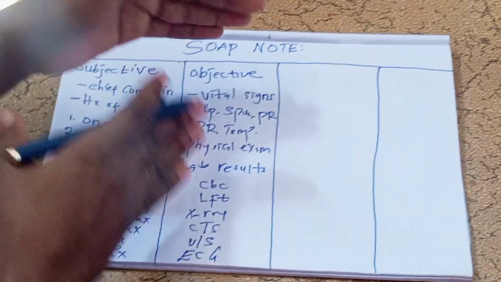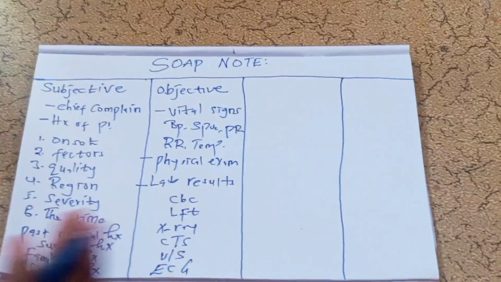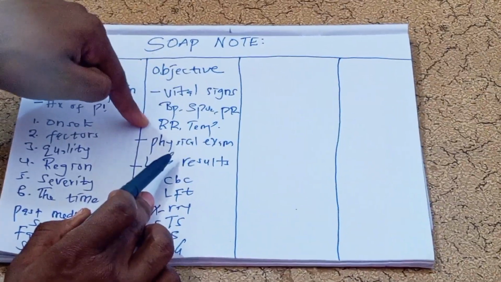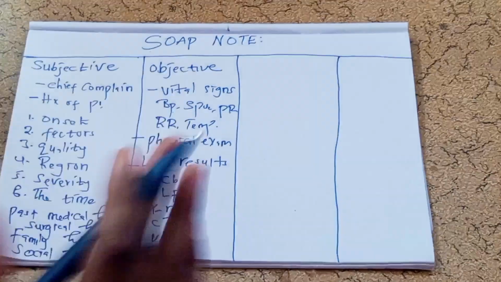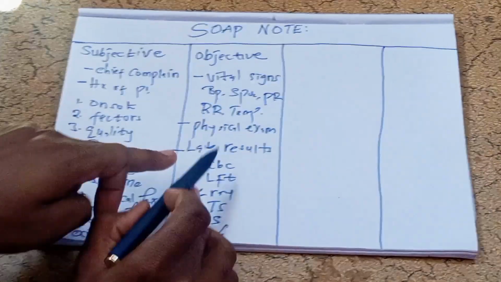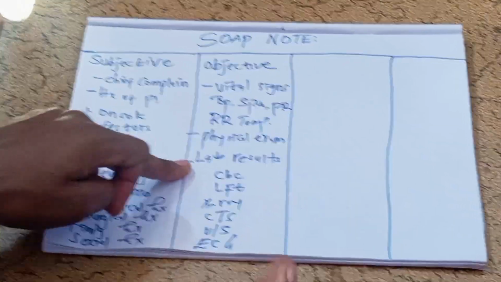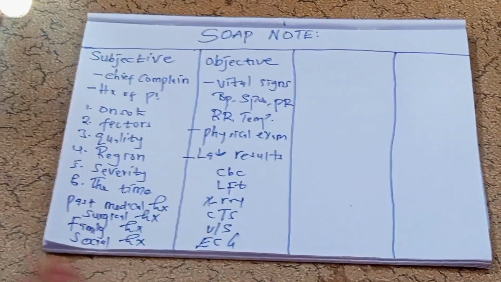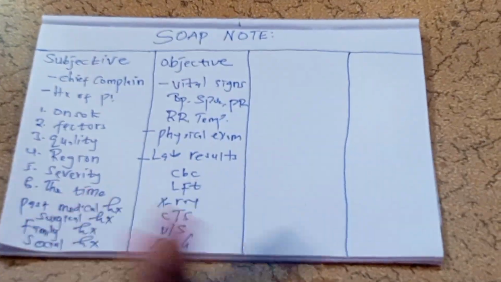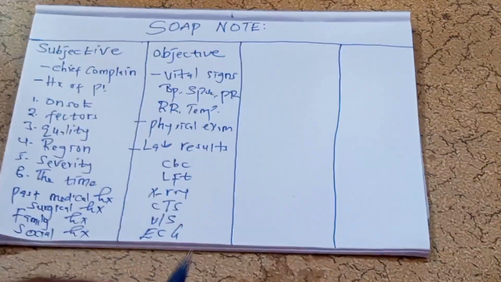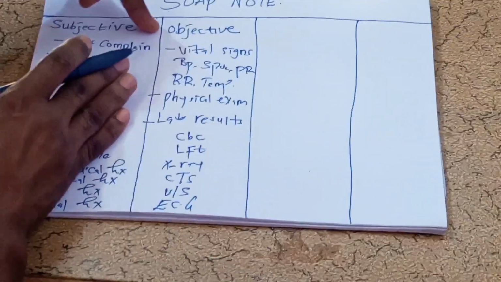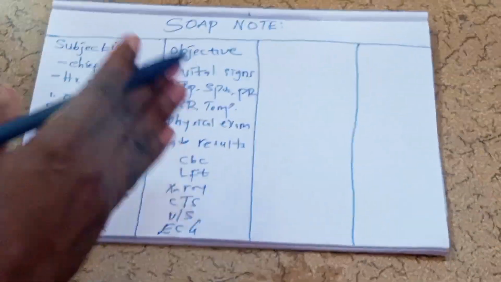So in the objective section, this is what you are going to observe and record, starting from the vital signs. Then you proceed to the physical examination and review of systems systematically. Then you go for the impression. Then you identify the lab results, for example, complete blood count, liver function test, X-rays, computed tomography scan, ultrasound scan, and electrocardiogram. So in the objective section, this is what you are going to identify.